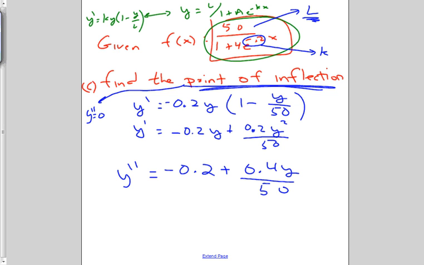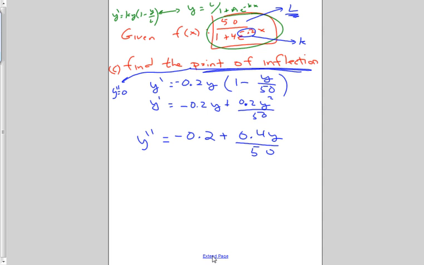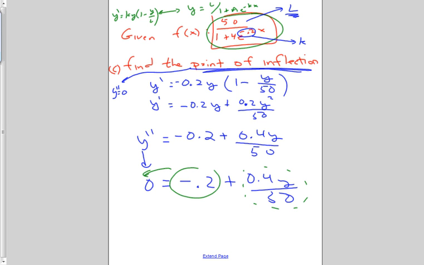And now we just need to set this equal to 0. We found the second derivative, so we want to know when does this equal 0. So for what values of x does my second derivative equal 0? Plus 4y over 50. Now we're going to solve this by moving. Well, I guess it's easier to move this over and solve for y.